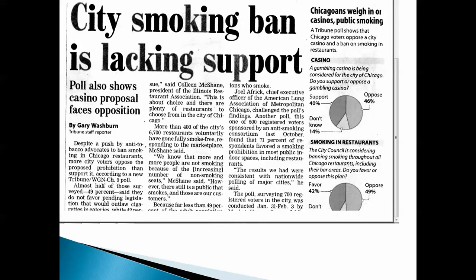Here's another example. This was a poll from the Chicago Tribune. A Tribune poll shows that Chicago voters oppose a city ban. The question was, the Chicago City Council is considering banning smoking throughout all Chicago restaurants, including their bar areas. Do you favor or oppose the plan? Only 42% of people were in favor of it. 49% were opposed to it.